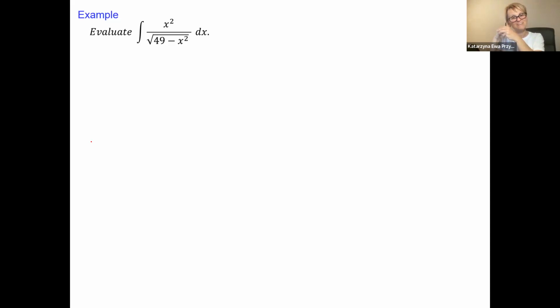Okay. Oh, but is this the same type? What technique will you use for this integral? X squared over 49 minus x squared. Please tell me, I think we will not do it because we just did something similar. But please tell me what substitution. It will be still sine, but 7 sine theta. And I will leave this one for you.